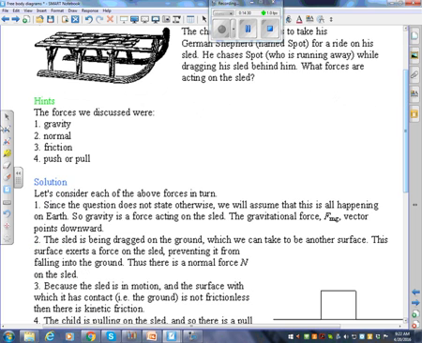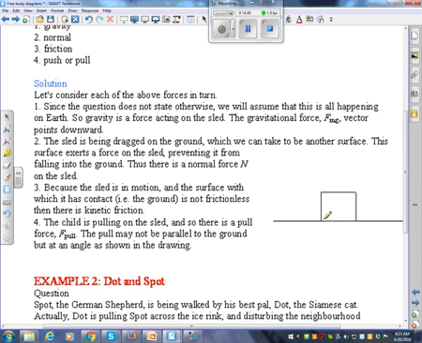Okay, so we discussed gravity, normal, friction, push or pull. What forces are acting? Well, since the question does not state otherwise, we'll assume it's all happening on Earth. That's a pretty general assumption. Unless it says otherwise, you can assume Earth. So gravity is acting, gravitational force is pulling down. Do you have the box over here on the right? You do. Do you have the forces? You do not. Okay, so weight force.